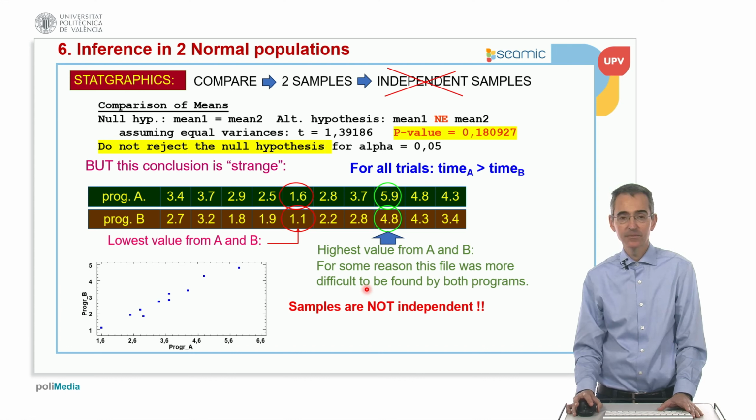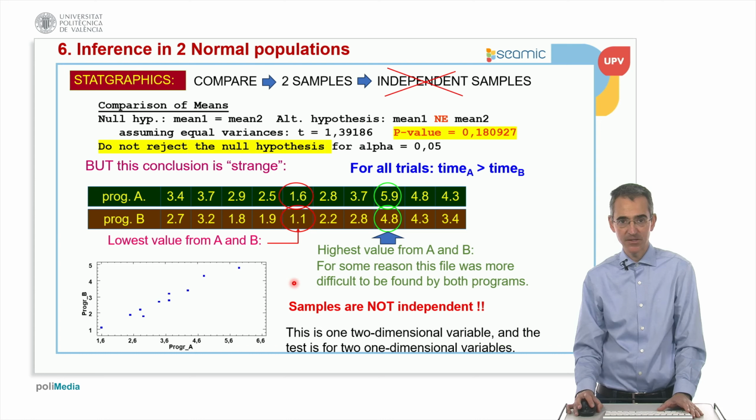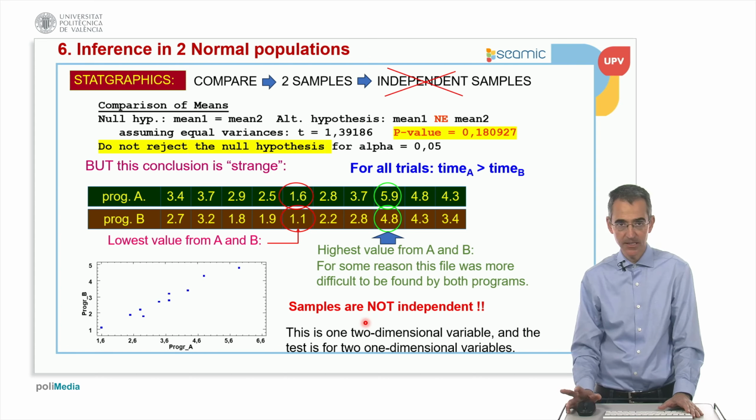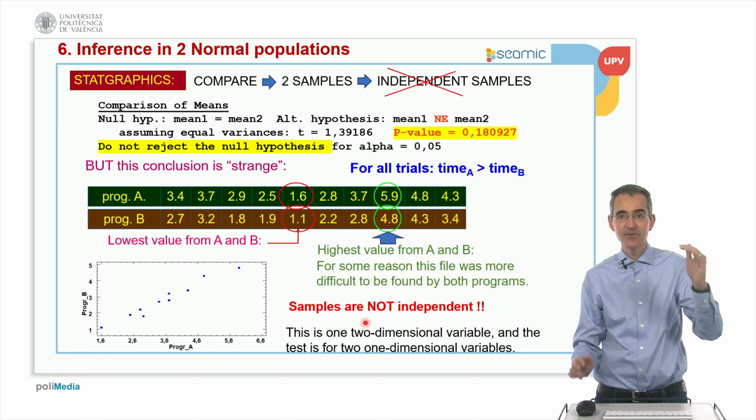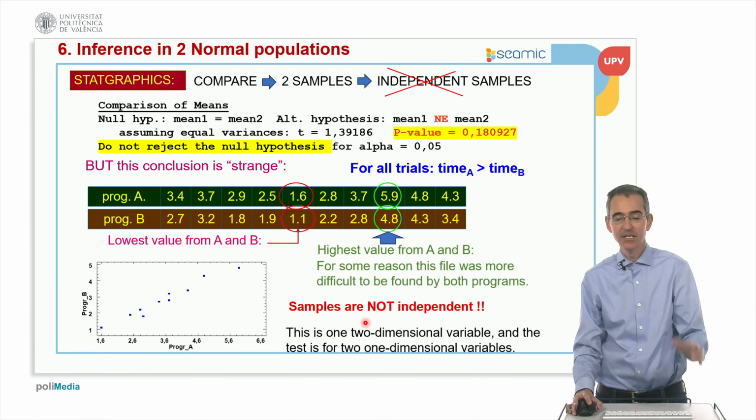In this case, we have checked that samples are not independent based on their correlation, so we're not using the best method. For a set of files, the same file is searched by two programs, another file is searched by two programs. So this is one two-dimensional variable. We have 10 files, and from every file we measure the time for two programs.